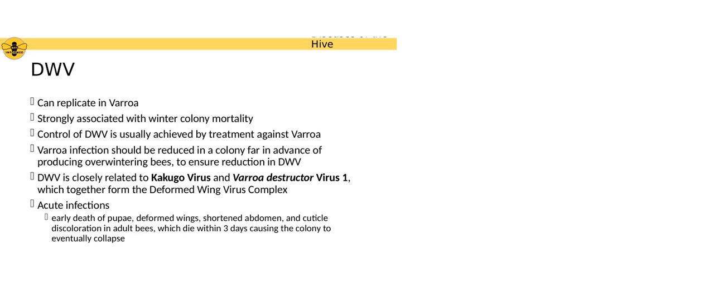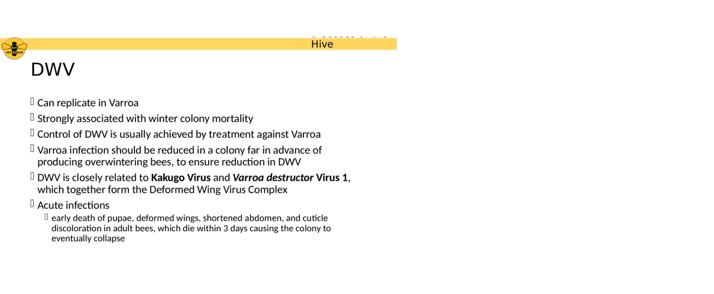This was the first virus for bees that was shown that it didn't need to replicate in just honeybees, that it could also replicate in varroa. It's strongly associated with winter colony mortality. The controlled deformed wing is usually achieved by treatment against varroa. This is where all my varroa slips in here. The infection should be reduced in a colony far in advance of winter. We want to make sure our bees are healthy going into winter.